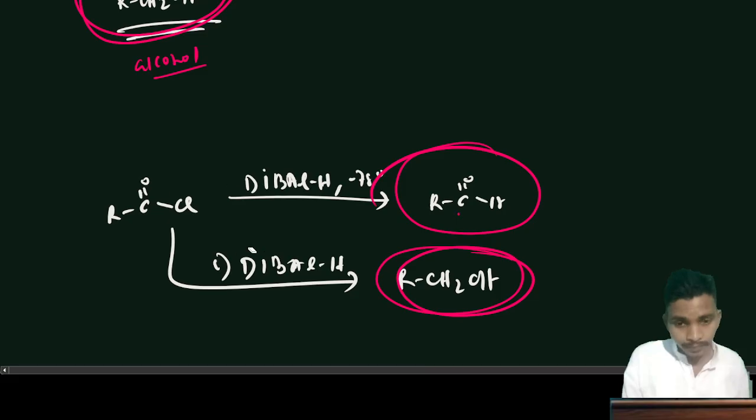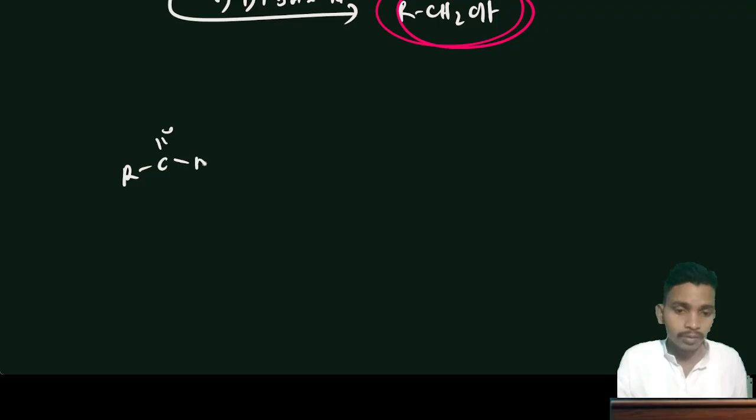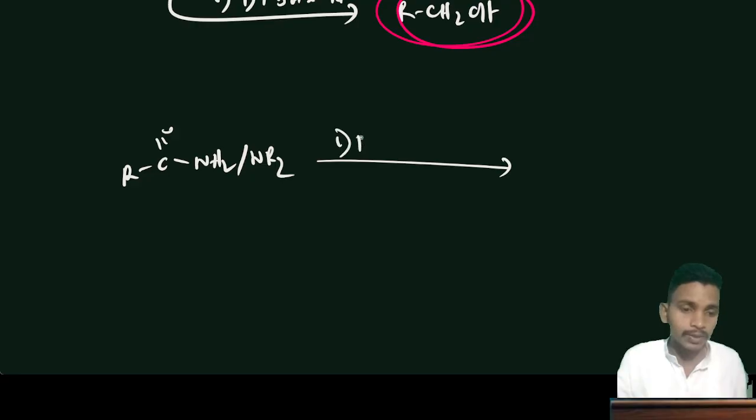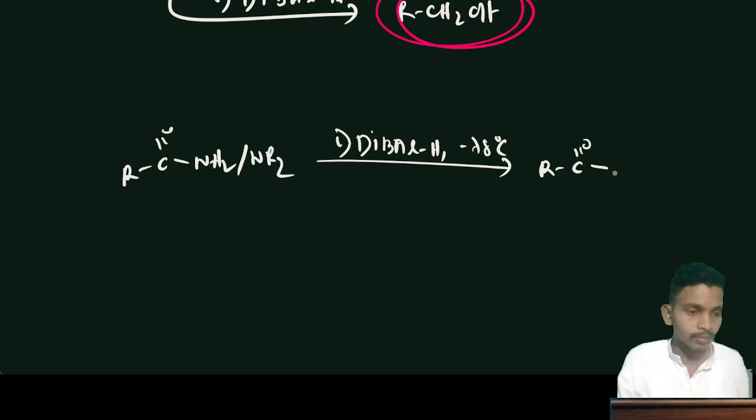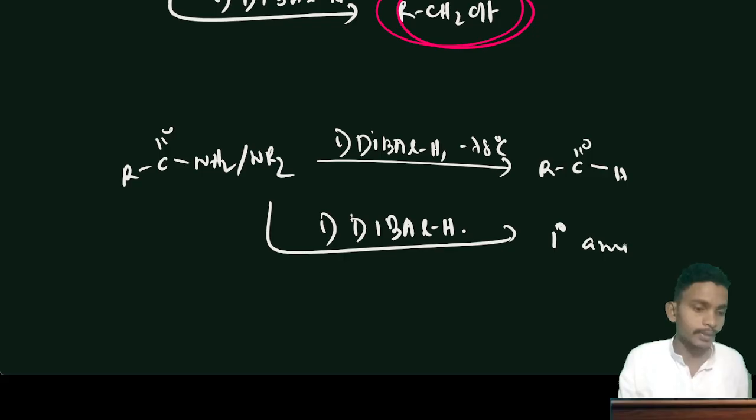This may be the acid chlorides, or the same thing with amides also, RCONH2 or RCONR2. Here also we are doing DIBAL-H, and if the temperature is minus 70 degrees centigrade, then you will get the aldehyde groups. But if it is room temperature or normal temperature, then what we get is amines, primary amines.